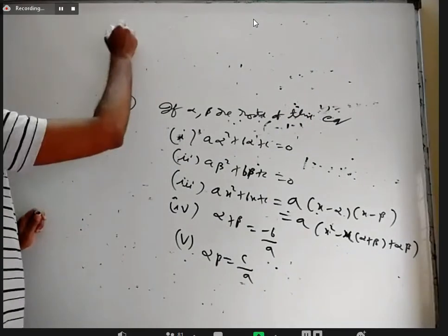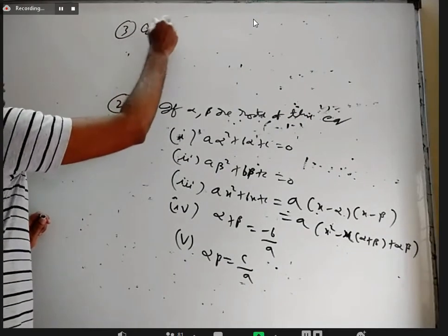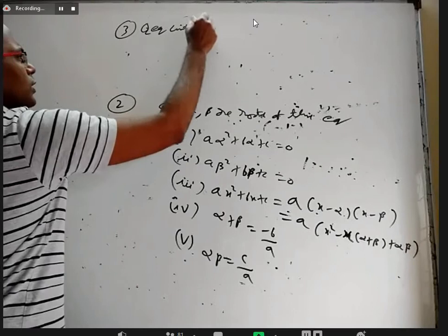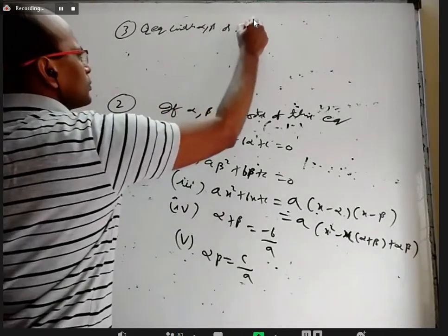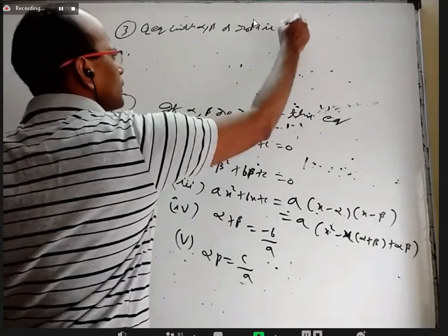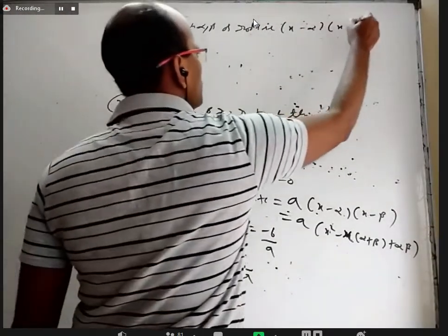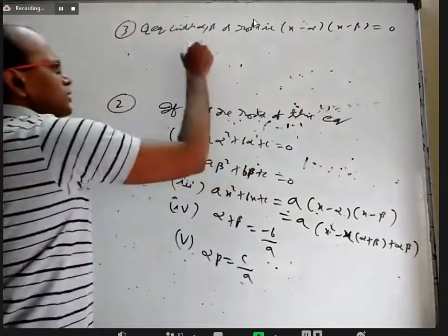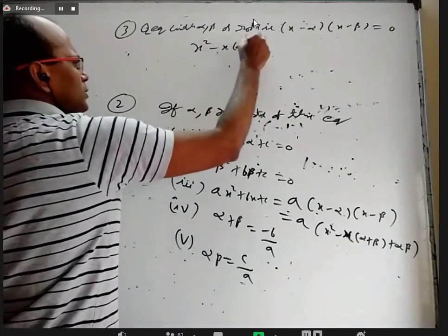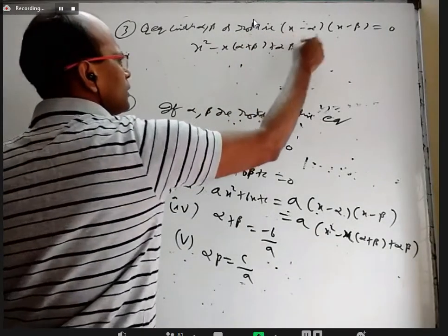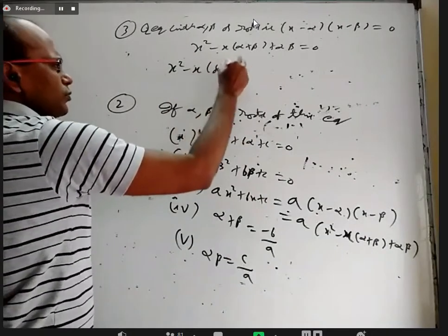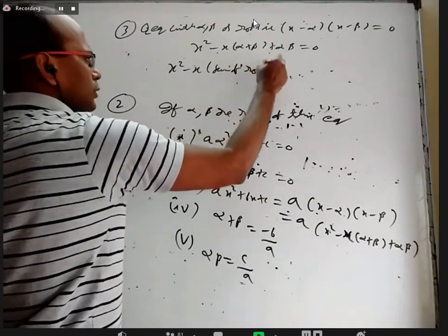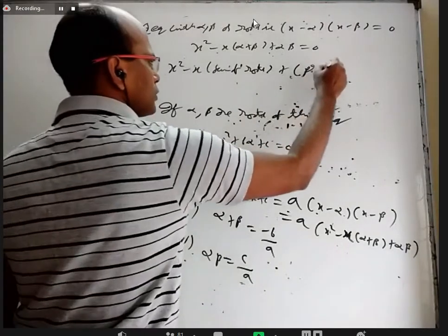Okay, third point, the quadratic equation with alpha comma beta as roots is x minus alpha into x minus beta equal to 0, and expand: x square minus x into alpha plus beta is 0. That is x square minus x into sum of roots plus product of roots equal to 0.